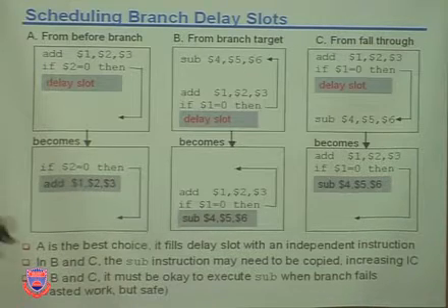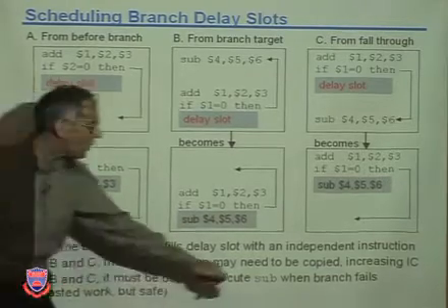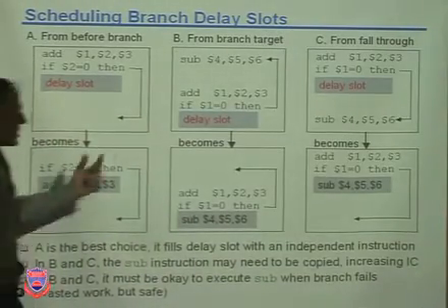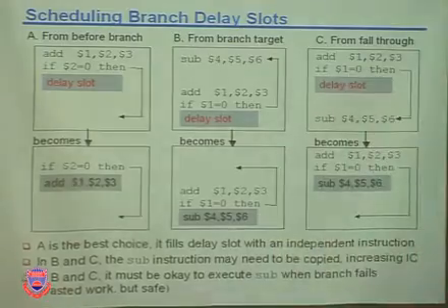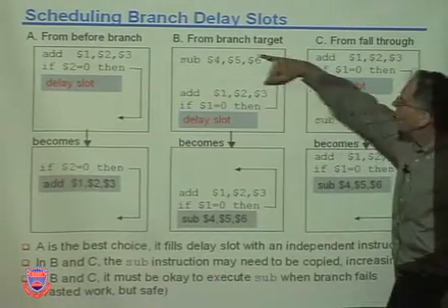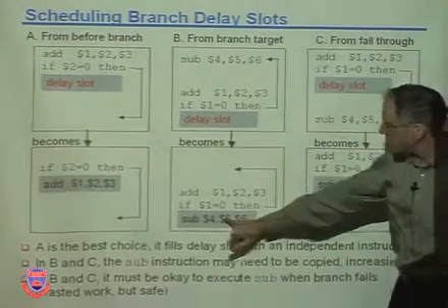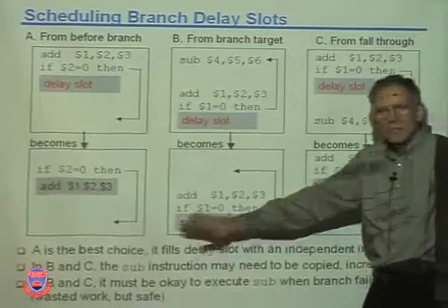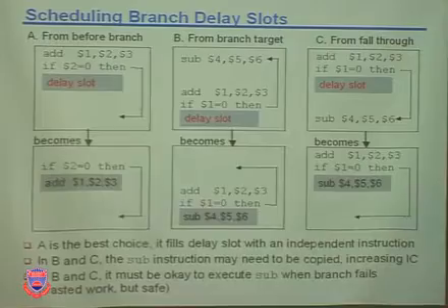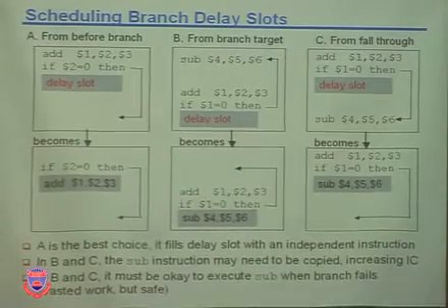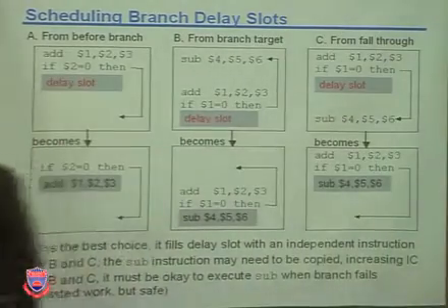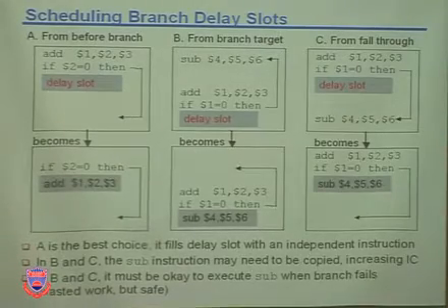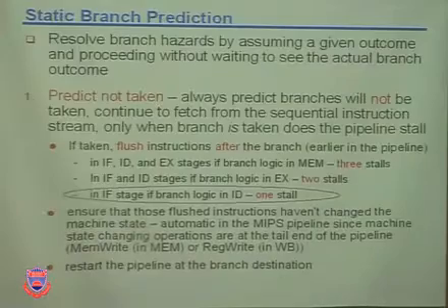And in B and C, most importantly, this third point is, it must be okay to execute the subtract when the branch fails. In other words, when the branch doesn't go here, we're still doing the subtract anyway once you move it into here. It must be okay, in other words, that must not cause damage. If it causes damage, then it's not a safe instruction. Safe means it's okay to do it, even if we take the branch, even if we don't take the branch. Same thing here. So that's what scheduling delay branch slots looks like for one, and you can imagine that when it gets to be n, it's a very much bigger challenge.